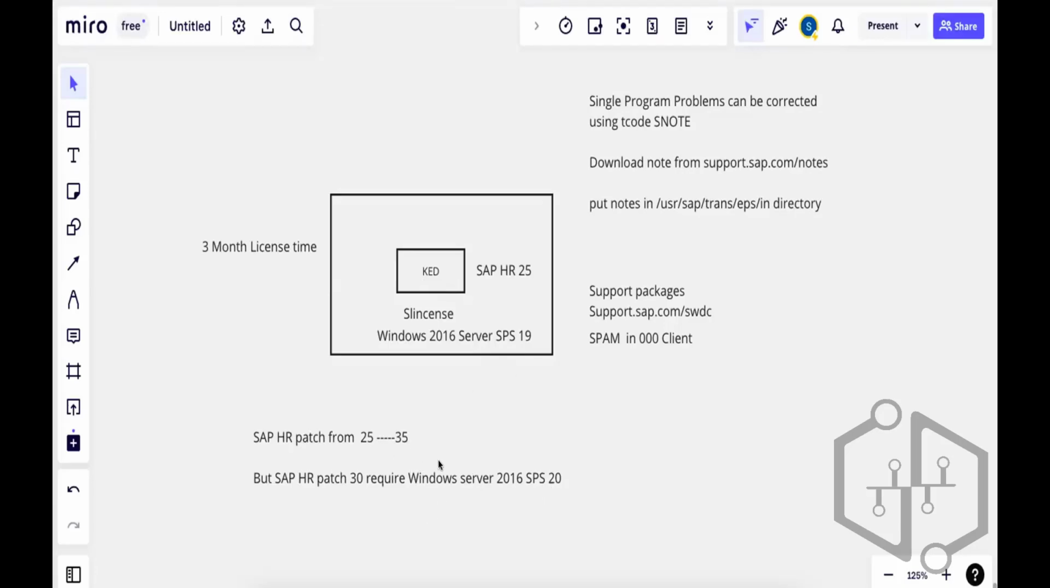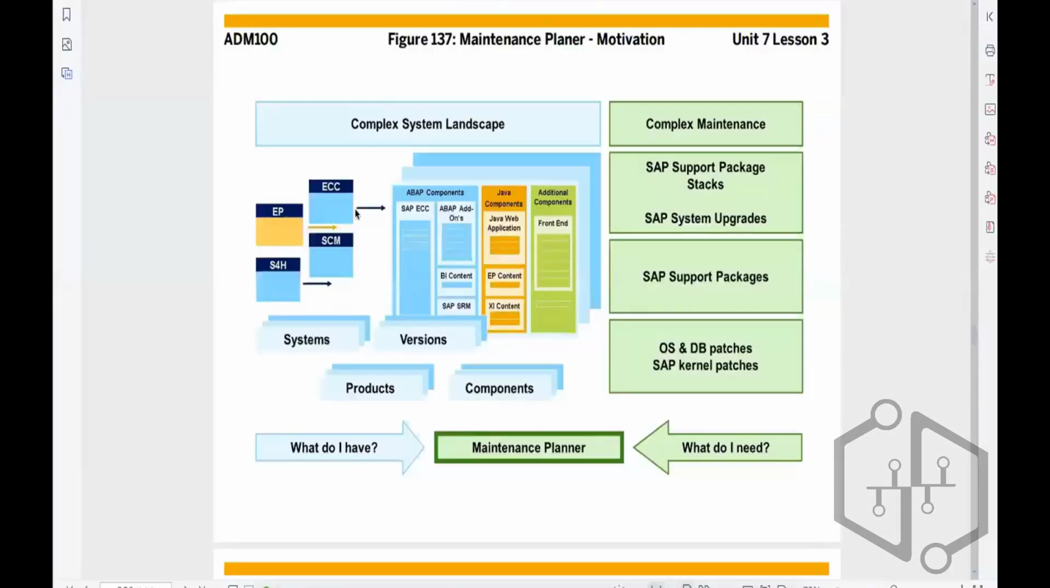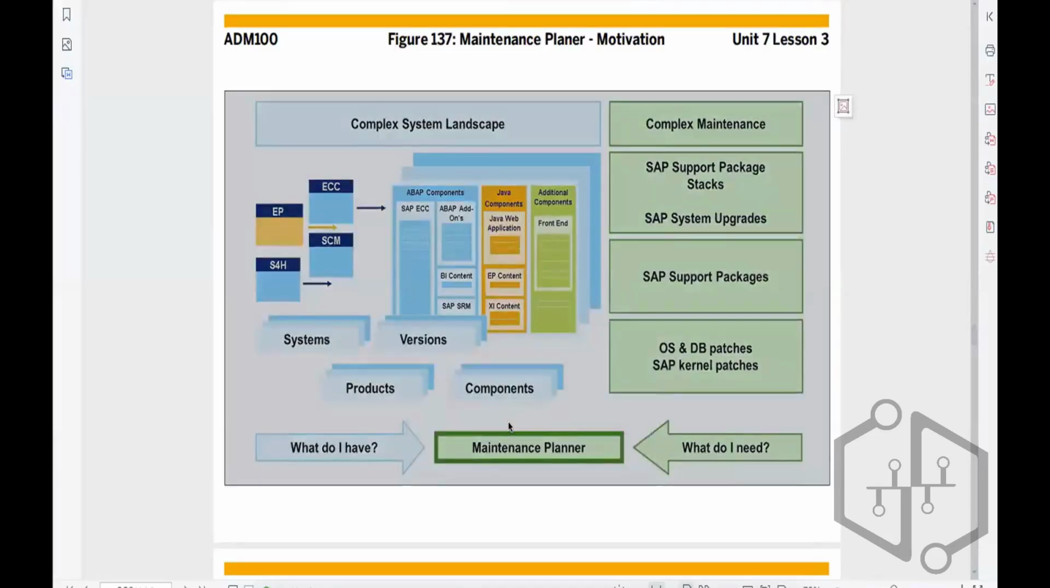So there is a dependency, and there could be several hundred thousand dependencies, because you are having a very complex landscape with many system versions and products. All this can be calculated from the maintenance planner. In that tool, you give that you want to go from SAP HR 25 to 35, and it will give you all the dependencies: what different patches and support packs for Windows and Unix are required to update.